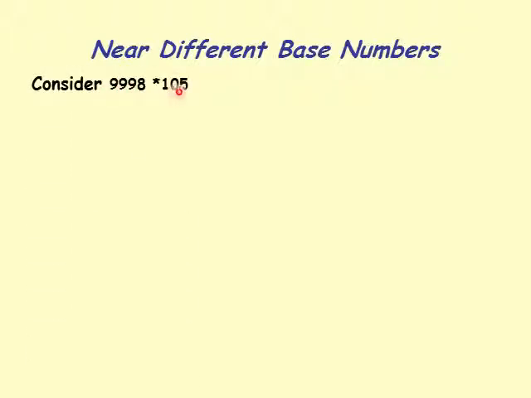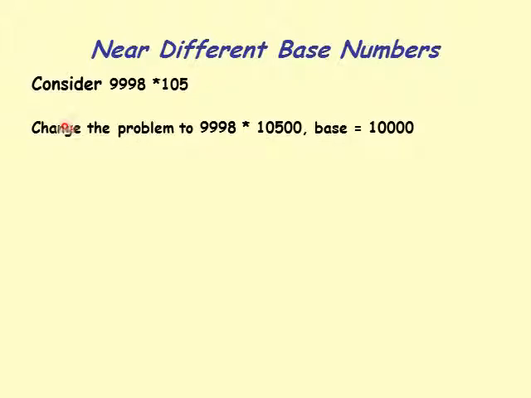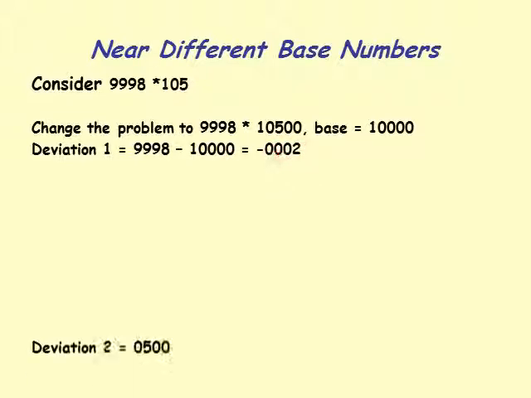It's 9998 times 105. First we change the problem to 9998 times 10500, where we have multiplied by 100, and the base for both of these operands is 10,000. Let's continue. Deviation 1 is 9998 minus 10,000, which is minus 2, and we write it with 4 digits, since 10,000 has 4 zeros. Deviation 2 is 0500, the same way, 4 digits: 10500 minus 10,000 is 0500.